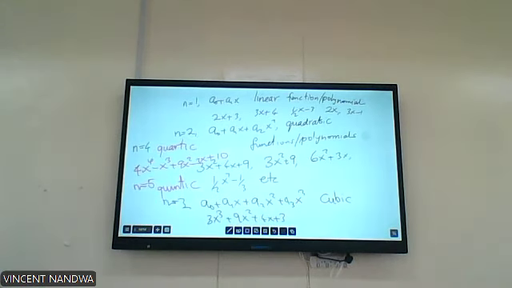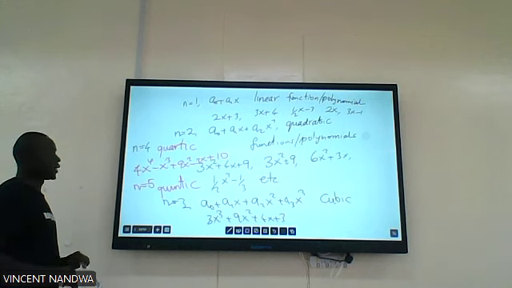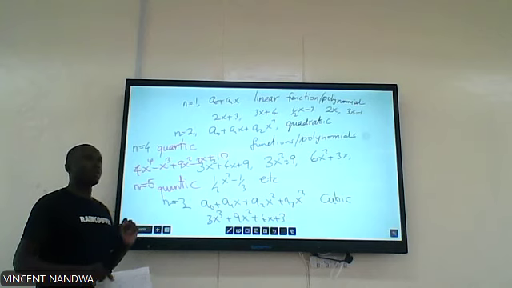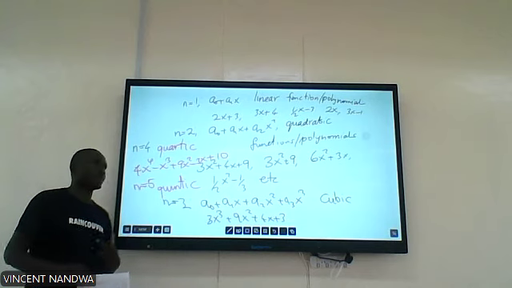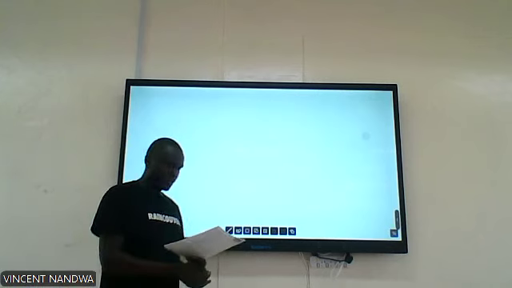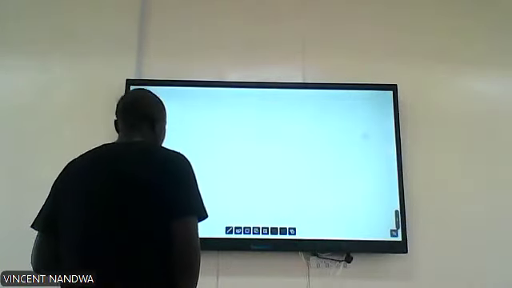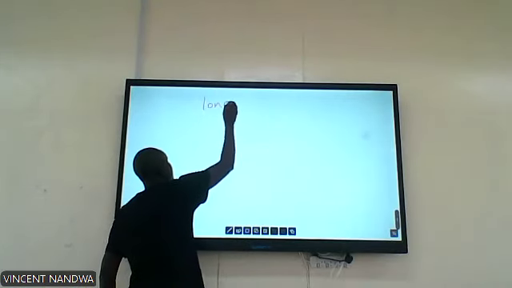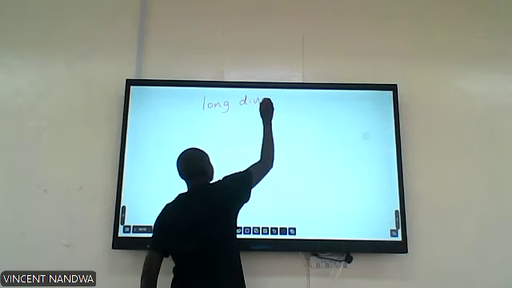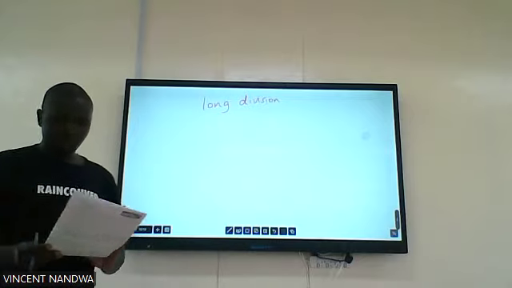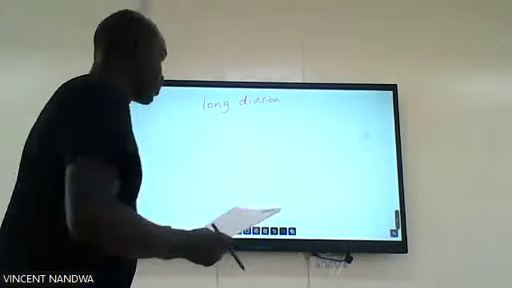So in the same way as with numbers, we can also apply the division algorithm for polynomials. But here we use what we call long division. So NB, we can find Q of x and R of x using long division for polynomials.